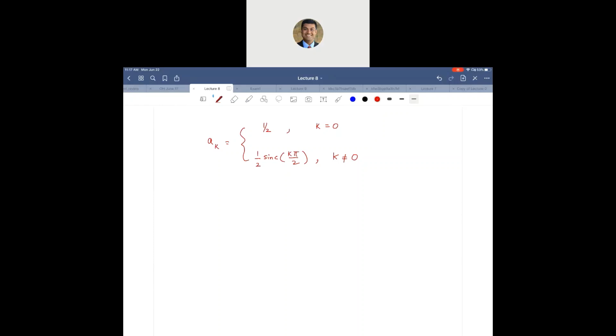So the goal is to separate out when k is 0 and when k is not equal to 0. In some cases, both might be included, so k might be included in this general form. In some other cases, it might not be the case. So it is recommended, it is actually important, to evaluate k equals 0 first and then go into the k not equal to 0 case. So you would write ak as this for x of t, the Fourier series coefficients.